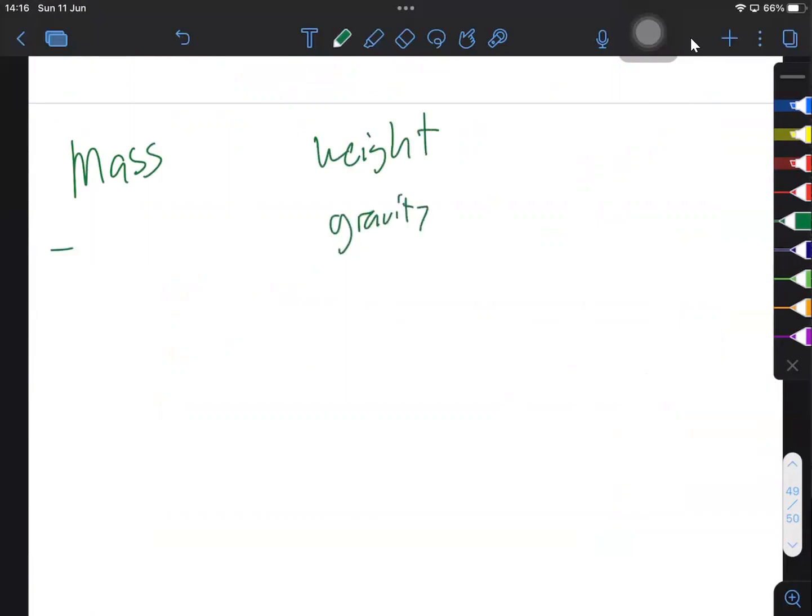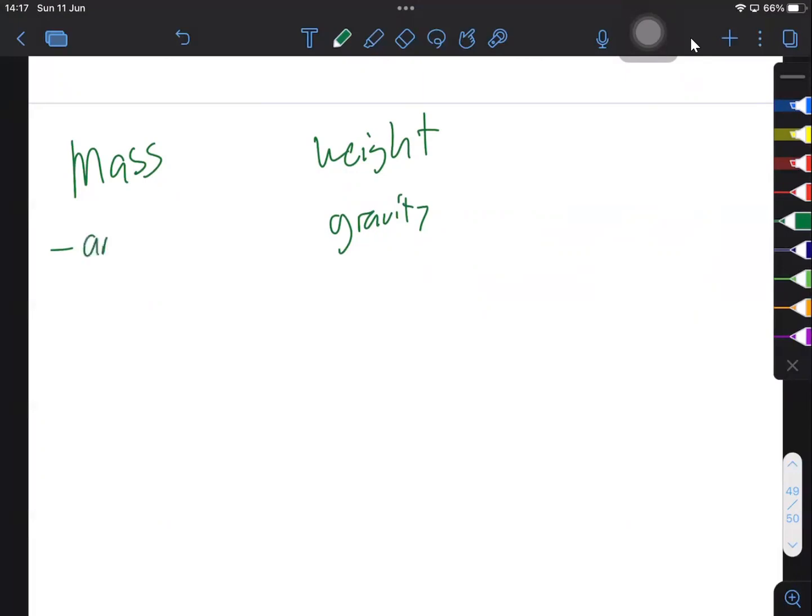What's the definition of mass again? Everyone giving me a blank face. What does this mean? What's the definition of mass? Yeah, it's the amount of matter in the body. You all remember this, you bloody fools. Everyone give me a blank face here.